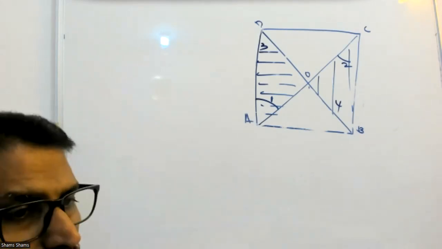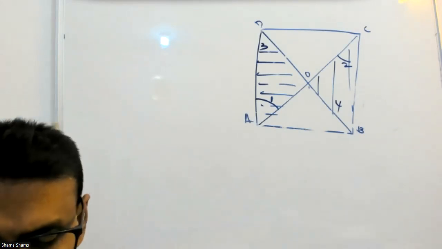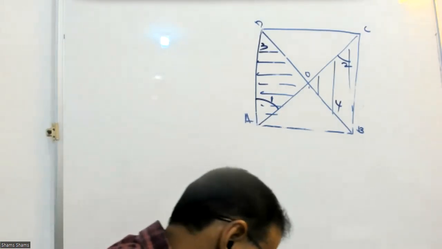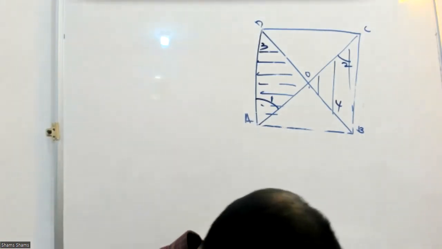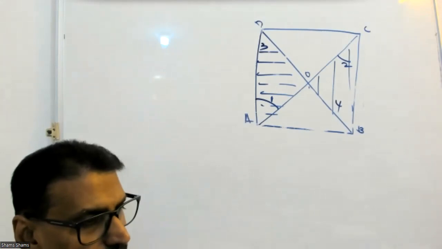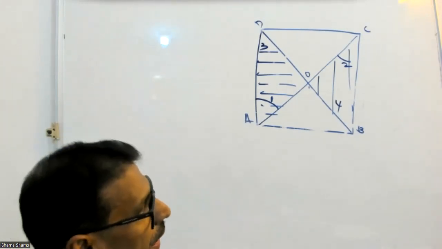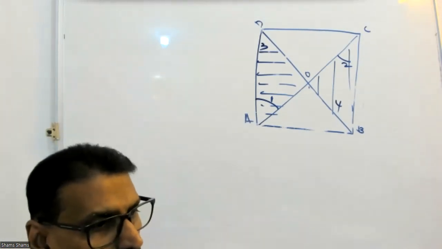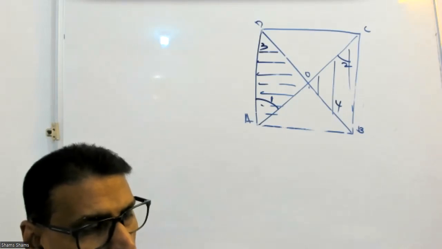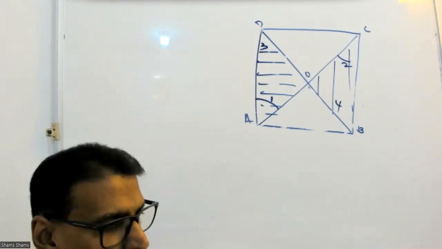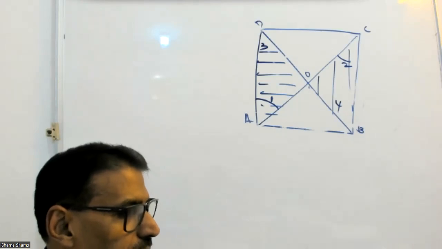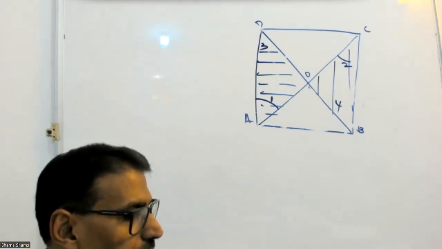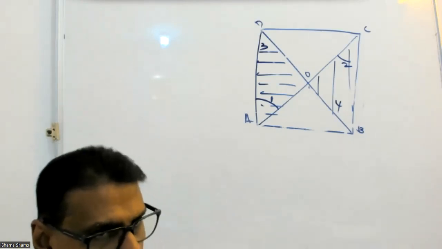Then AD equal to BC, sides of a square. Okay. Then angle 3 equal to angle 4, alternate angles.